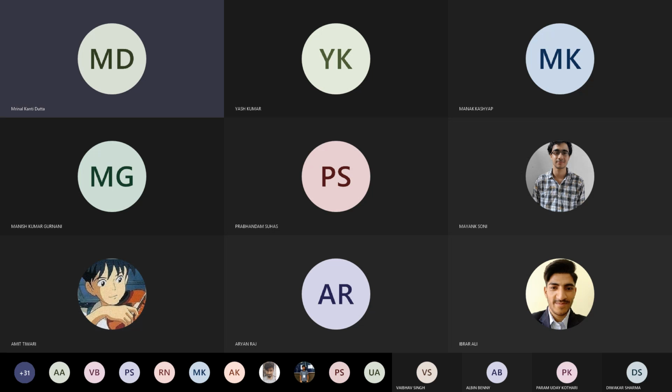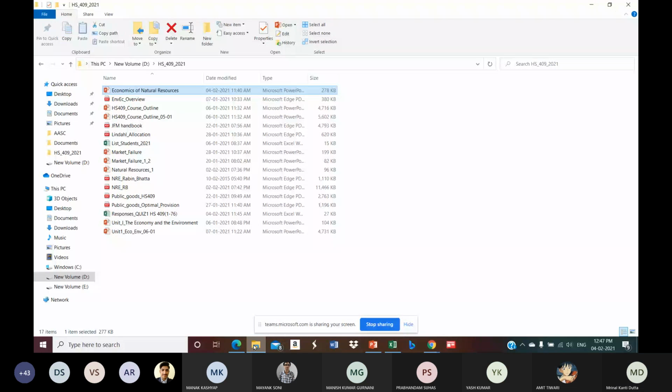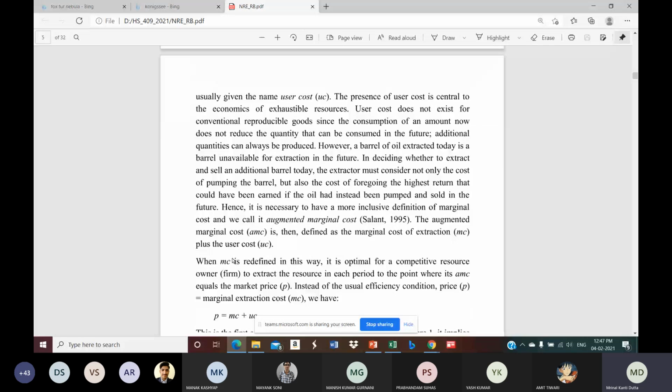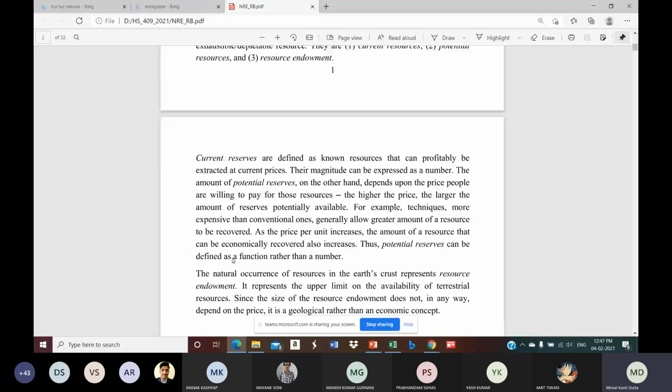So probably you can refer to the article that I gave you, or let me display the article, which will tell you. Just give me a minute. Can you see this? Yes, sir. What I'm saying is this part.